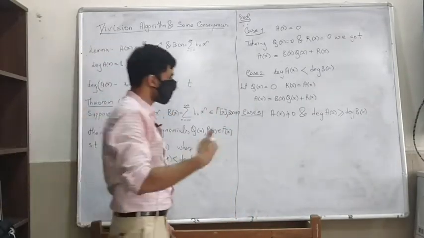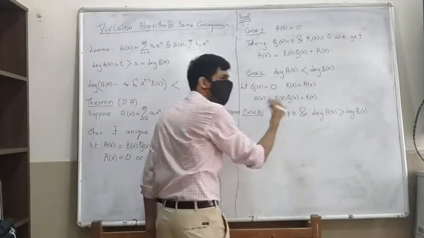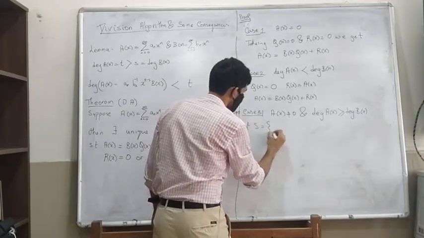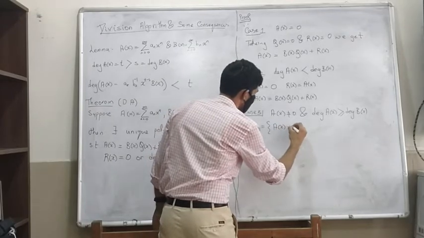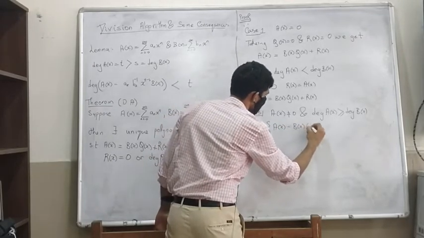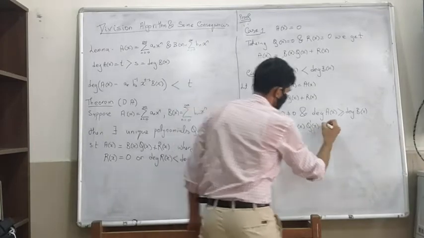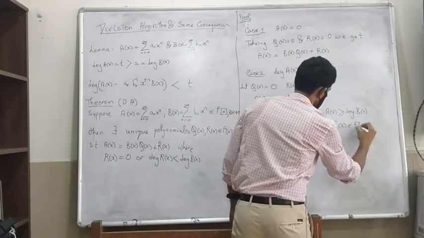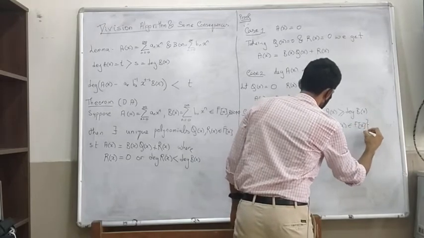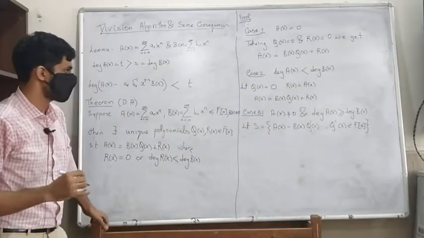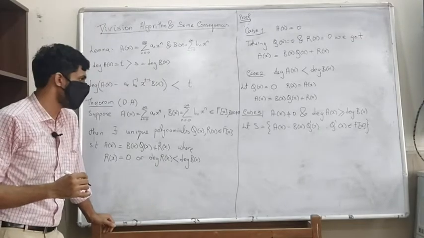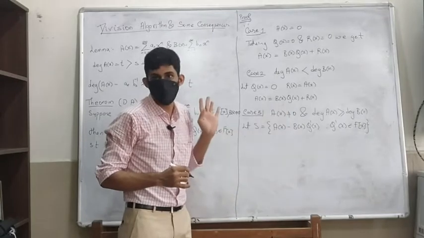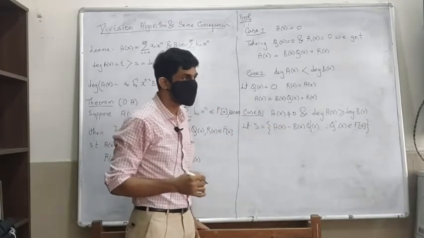Now let's start subtracting the multiples of B of x from A of x. We can take S to be the set A of x minus B of x times Q prime of x, where Q prime is a polynomial in F[x]. And this is, as we have discussed earlier, obviously non-empty because A of x lies in this set.